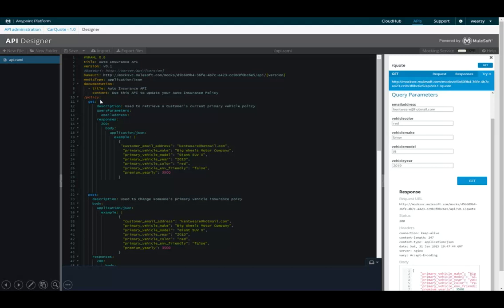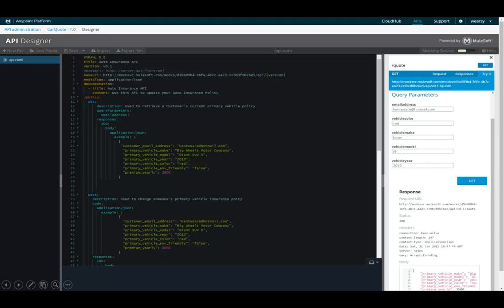I have a policy resource, and I'm going to expose a get operation. In this case, I'm going to have a query parameter called email address. And the email address is then going to provide a sample response for a 200. Once I've modeled all of this, I can then use a mocking service. It's going to automatically define this mocking service for me, where I can then plug in these different query parameters, click a get button and then see the actual response come back to me.